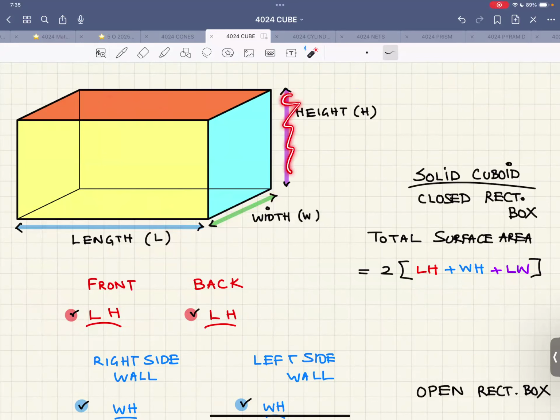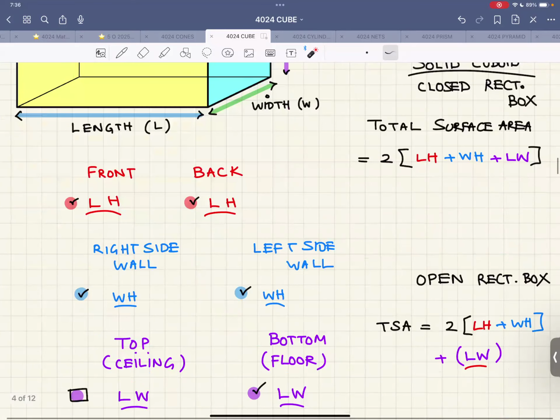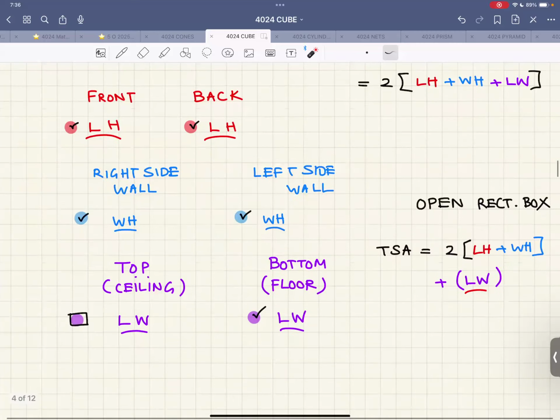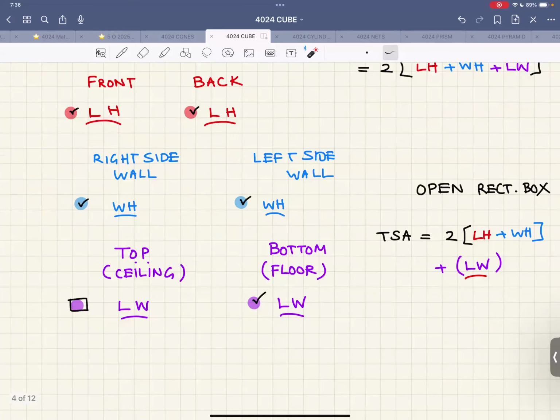Width into height. That is the right-hand wall. That is the left-hand wall. Front and back. That is length into height. That is length into height. So this is 2 of each. The front and back are the same. The right and the left are the same. The top and bottom are the same. That is what I've explained. So total surface area is all these things.